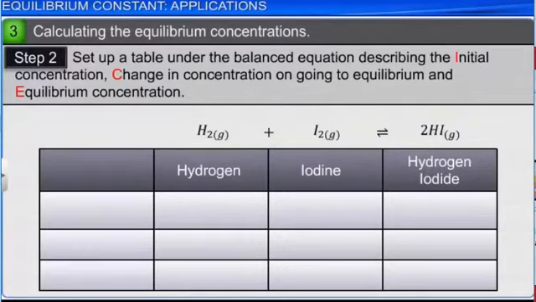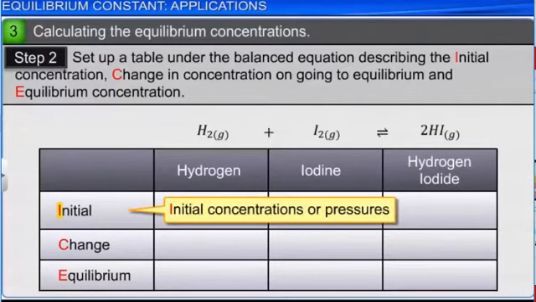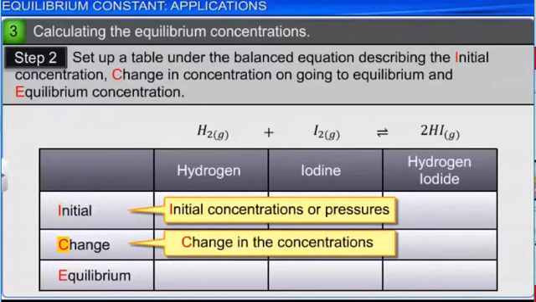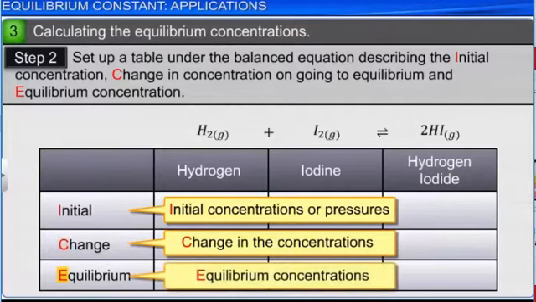The second step can be easily remembered in the form of ICE chart, where I stands for the initial concentrations or pressures for each species in the reaction mixture. C represents the change in the concentrations or pressures for each species as the system moves towards equilibrium. E represents the equilibrium concentrations or pressures of each species when the system is in a state of equilibrium.